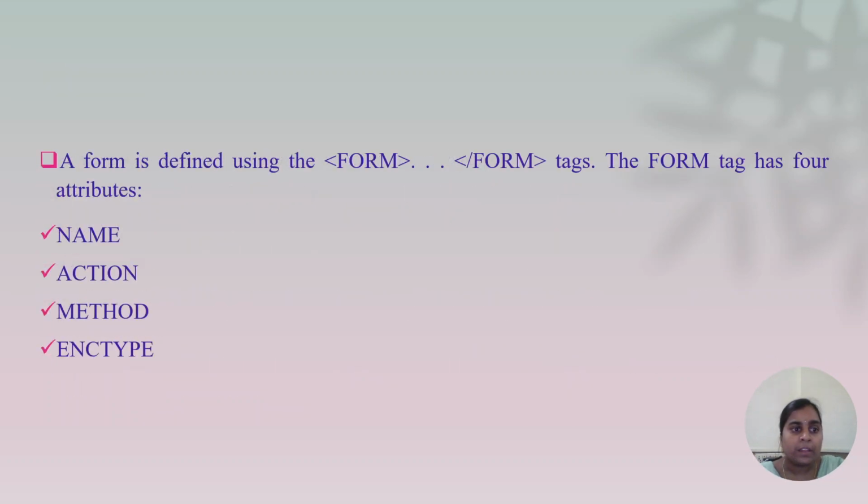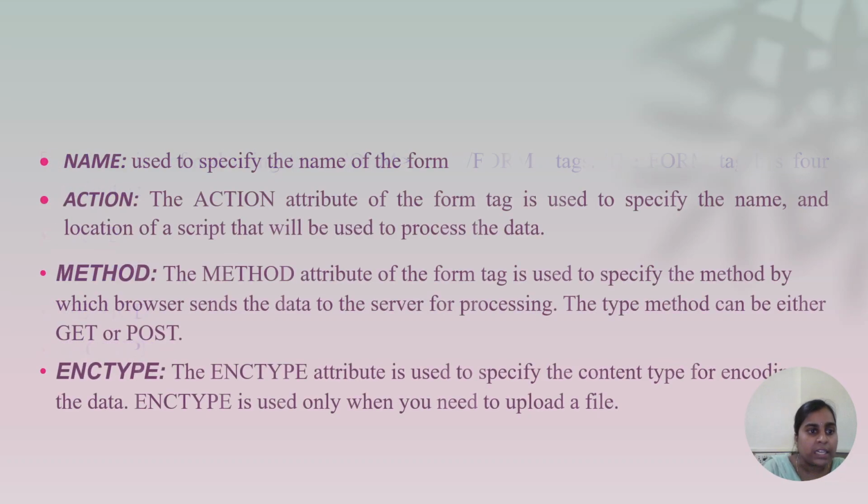A form is defined using the form tag, and it ends with the form closing tag. So this is the start and ending of a form, and the form tag has 4 attributes. The first one is name, the second one is action, the third one is method and the fourth is enctype. The name attribute lets the user specify the name of the form.